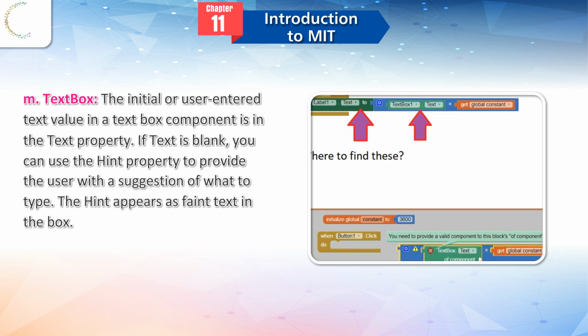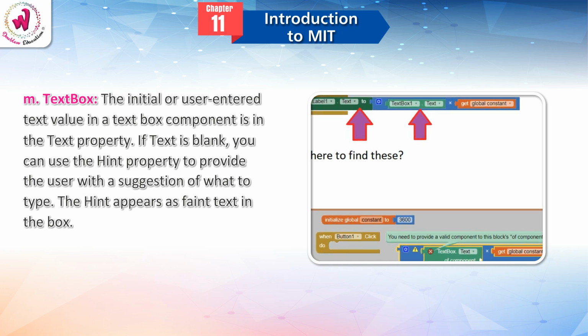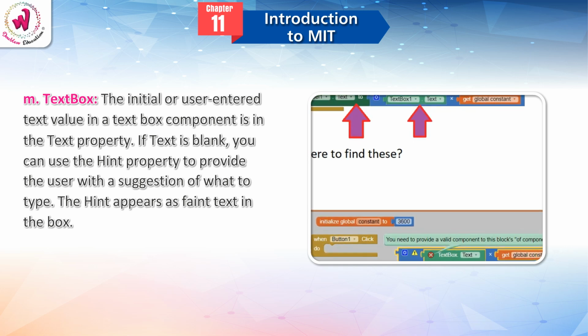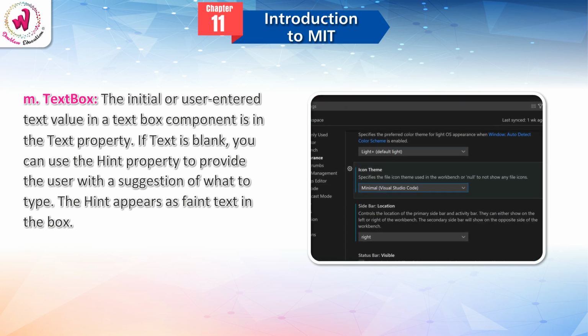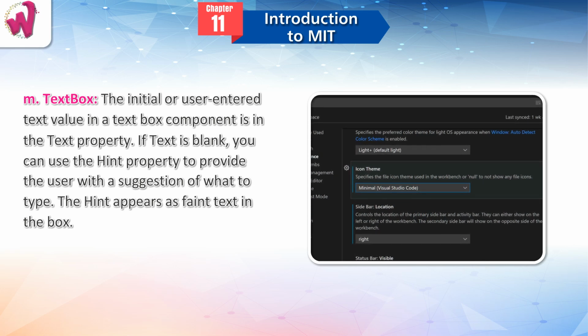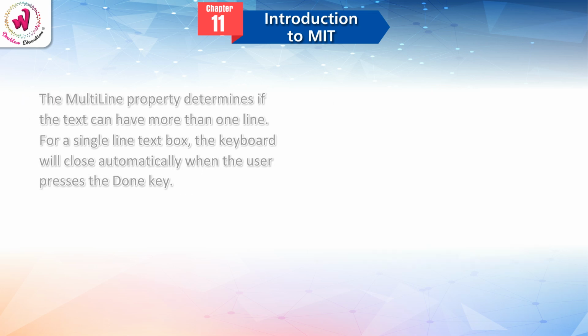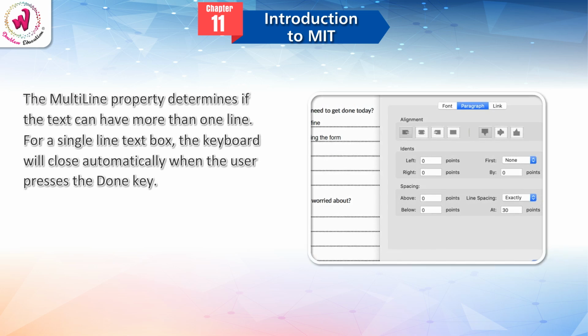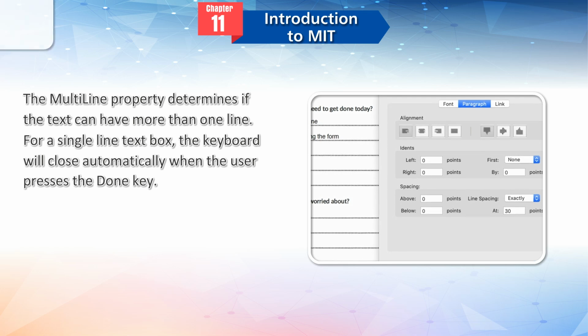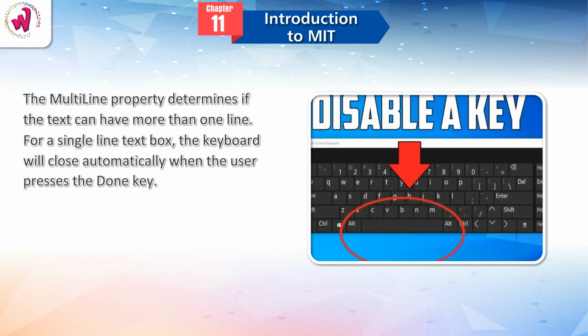M. Text box. The initial or user-entered text value in a text box component is in the text property. If text is blank, you can use the hint property to provide the user with a suggestion of what to type. The hint appears as a faint text in the box. The multi-line property determines if the text can have more than one line.